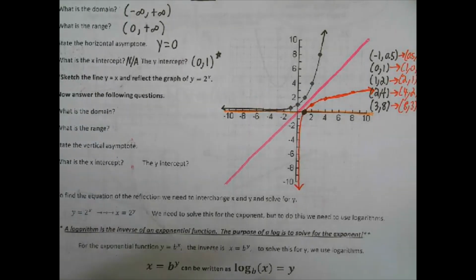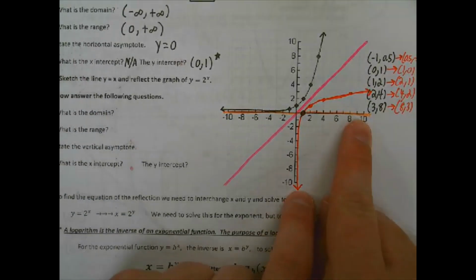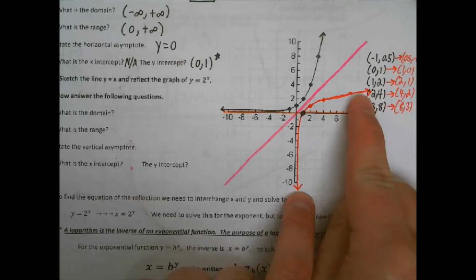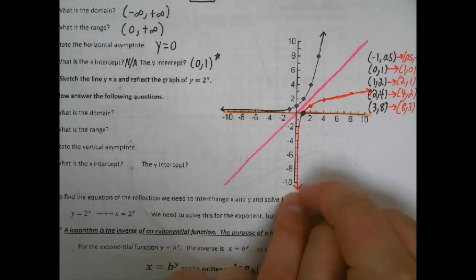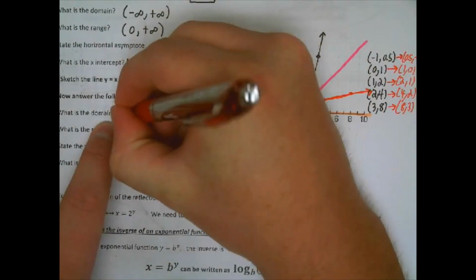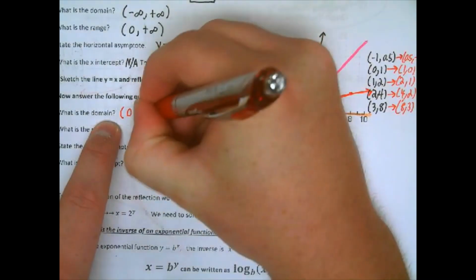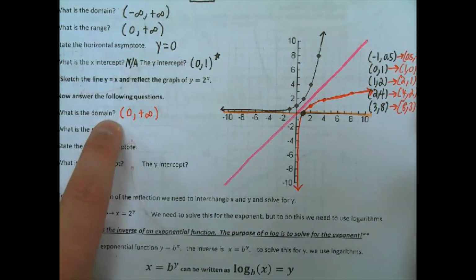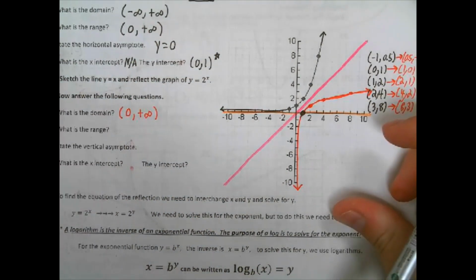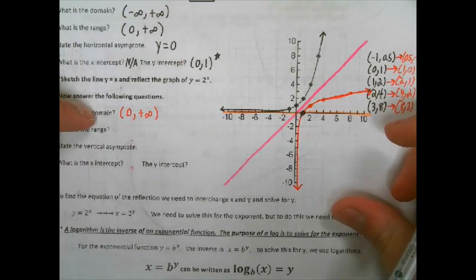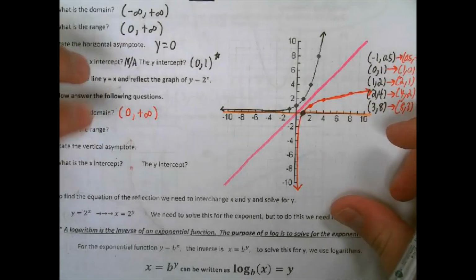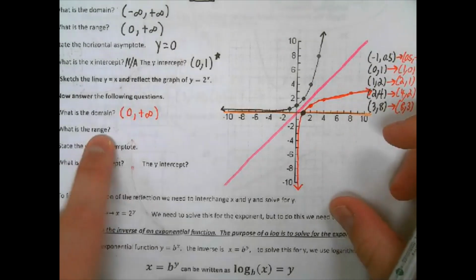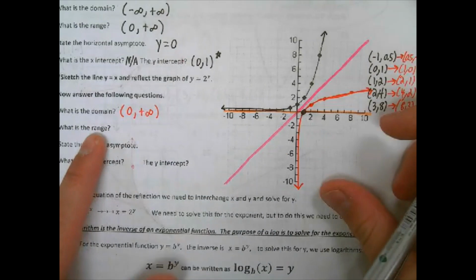Okay, now watch this. The domain of the red function here, if you look at it, does not go left forever. It actually stops at 0. So the domain here, and I'll write it in this color too, is from 0 to positive infinity. I want you to notice that the domain is 0 to positive infinity, and the range for the original function was 0 to positive infinity. That has swapped.